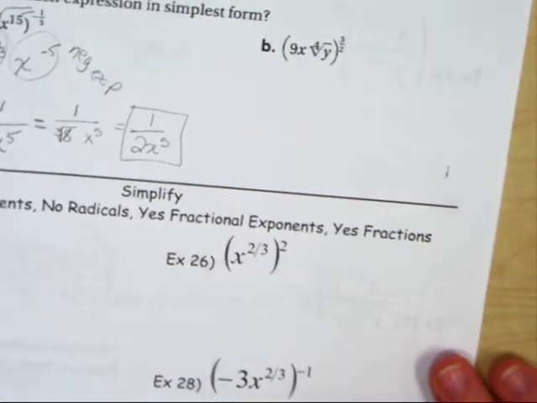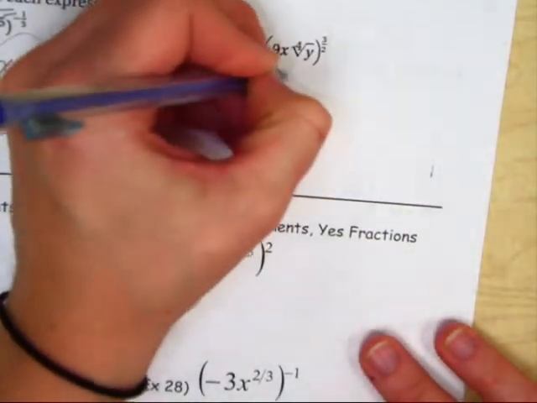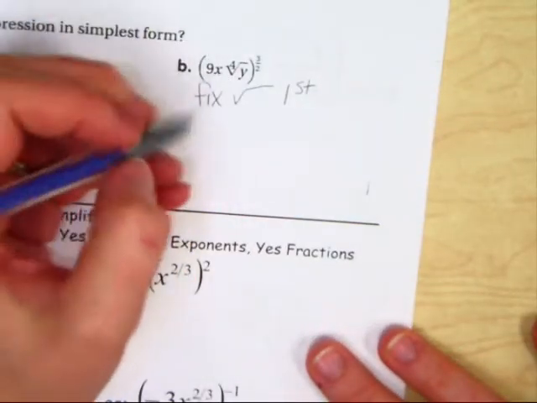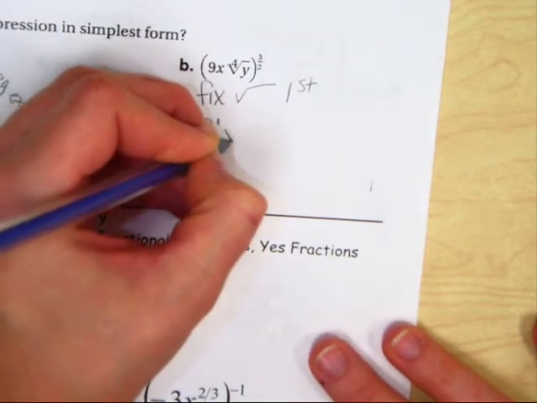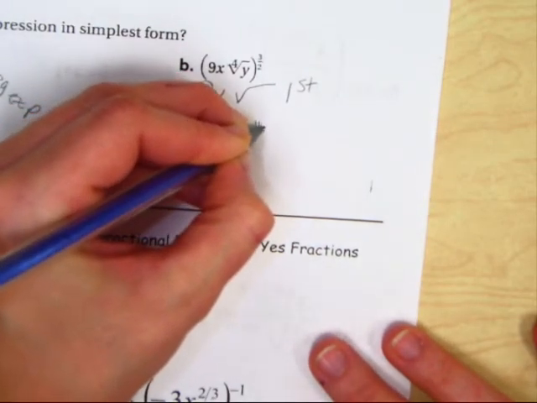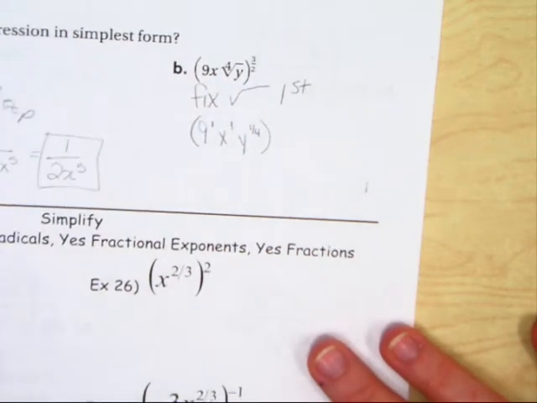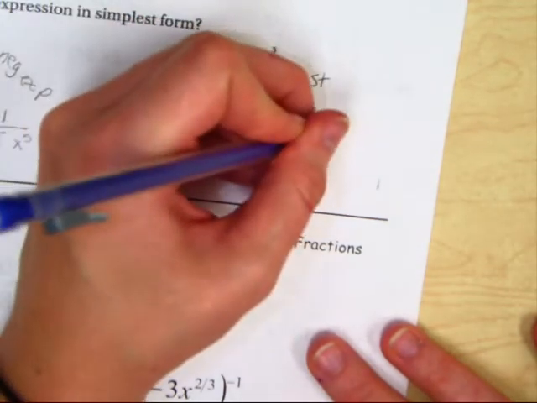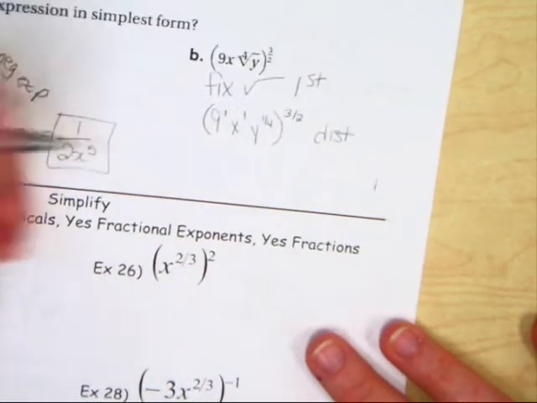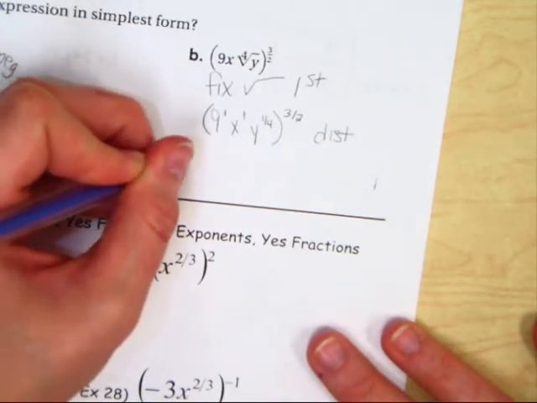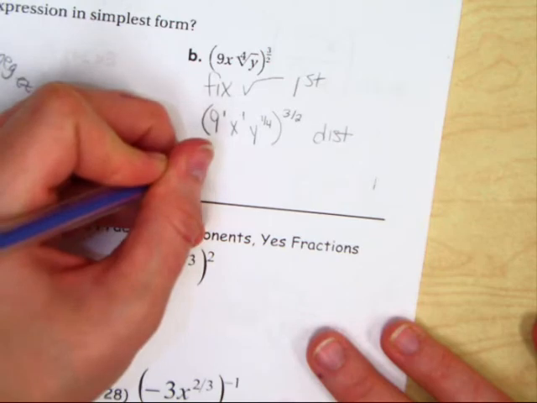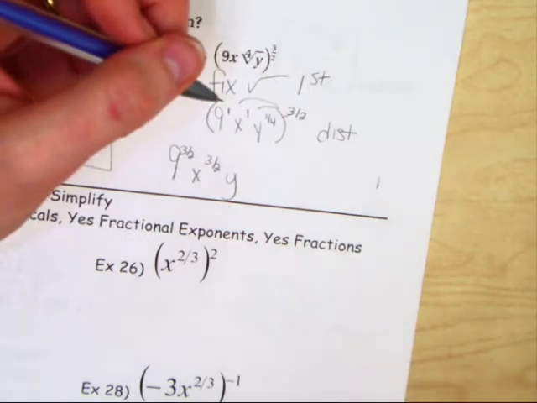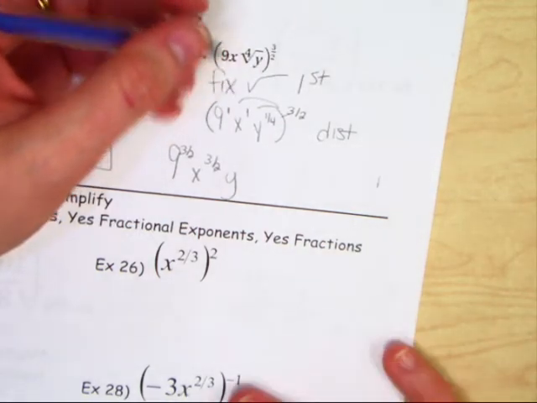Part B. We need to fix the square root first. To fix the square root, let's rewrite. You get 9 to the 1st, x to the 1st, y to the 1/4. All of that will be to the 3/2 power. Now you need to distribute. That's 9 to the 3 over 2. That's x to the 3 over 2. And that's y to the, what's 1/4 times 3 over 2? 3 over 8.